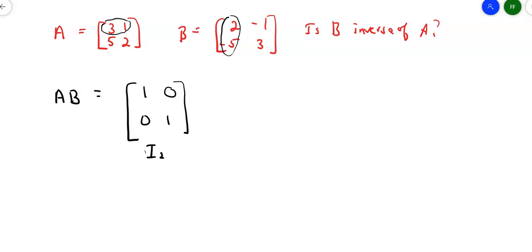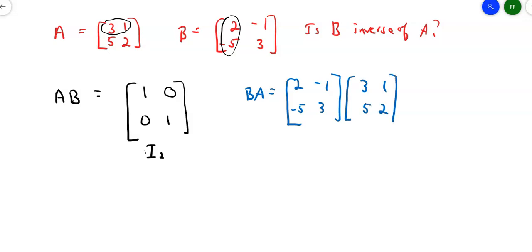What if I want to do B times A? Think that'll give me the same thing? Let's find out. Let's put matrix B first: 2, -1, -5, 3. And then we'll multiply that by matrix A, which is 3, 1, 5, 2. All right, let's go for it. 2 times 3 is 6, minus 5 is 1, so here we are. 2 minus 2 is 0. -15 plus 15 is 0, and -5 plus 6 is 1. Okay. So AB is equal to BA, and they both give me the identity matrix. Then yes, B is the inverse of matrix A.